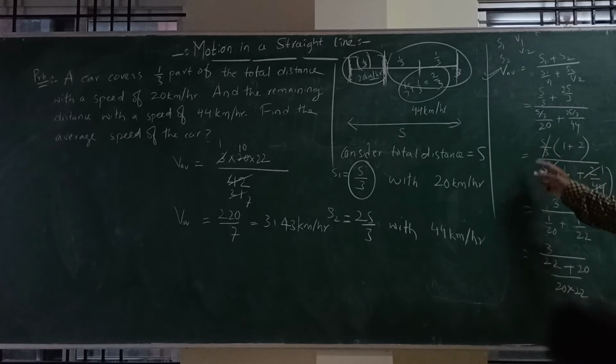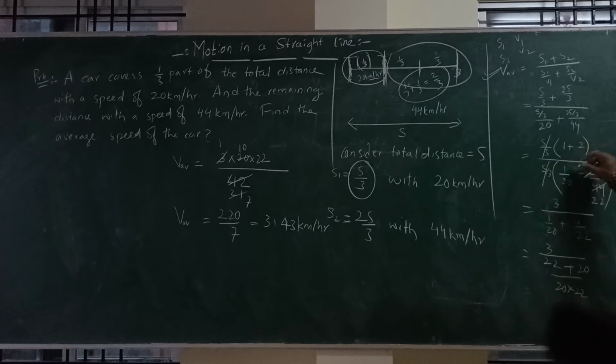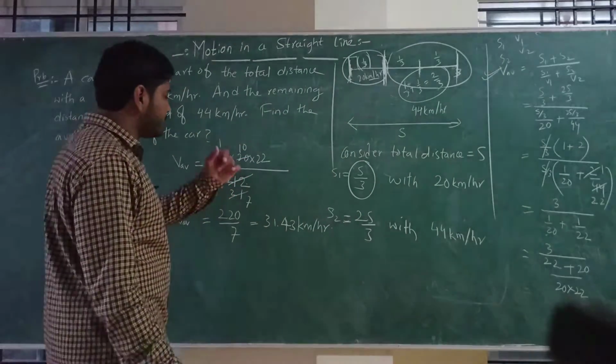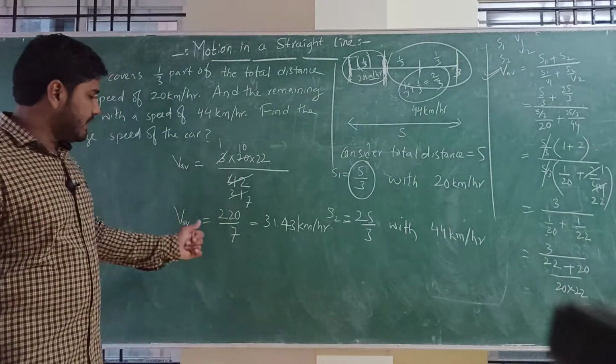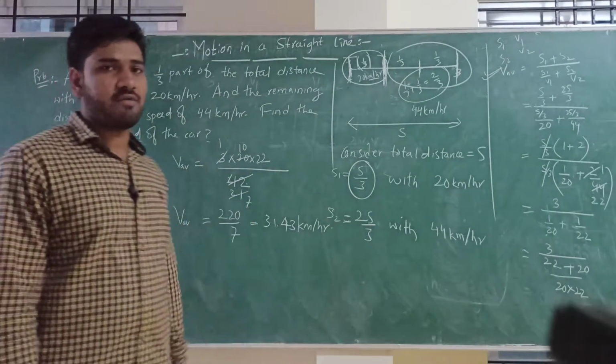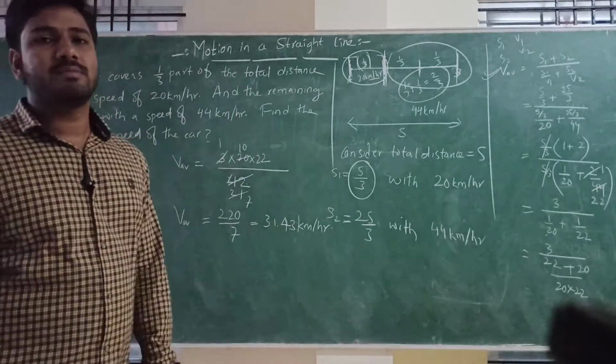Again, if you take S by 3 common, it will be 1 plus 2 on top, and S by 3 common below, then 1 by 20 plus 2 by 44. If you cancel it, you will get 1 by 22. So finally 3 divided by (1 by 20 plus 1 by 22), which is 3 divided by (22 plus 20) divided by (20 into 22). So V average is equal to 3 into 20 into 22 divided by 42, and finally the average speed is 220 divided by 7, which is equal to 31.43 kilometer per hour.